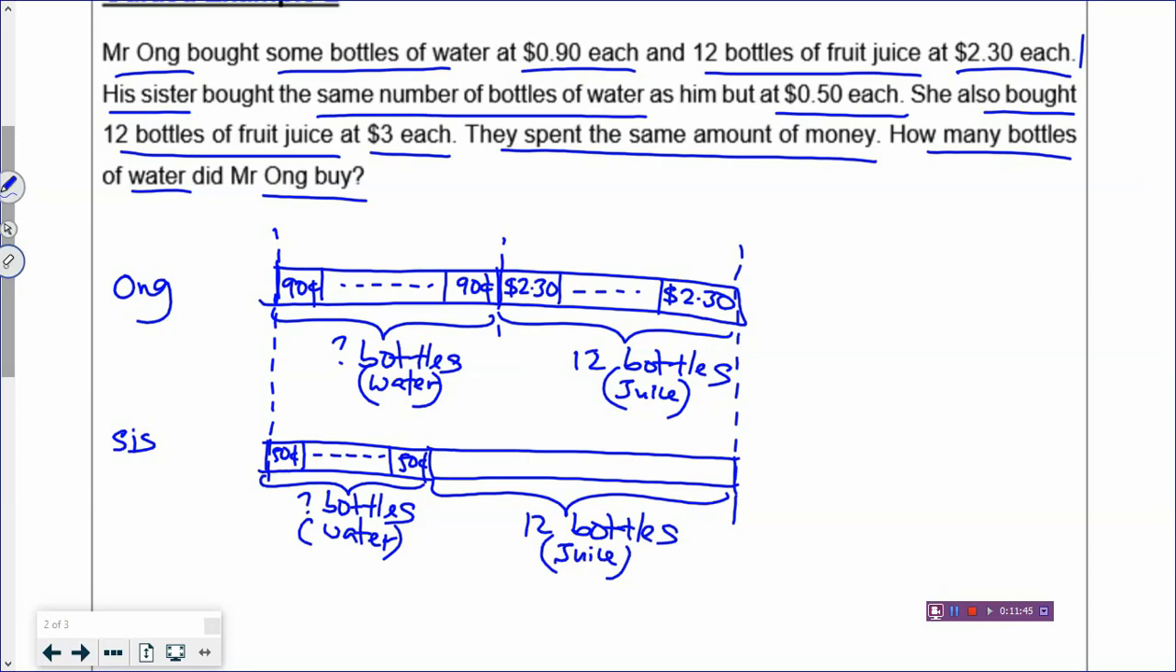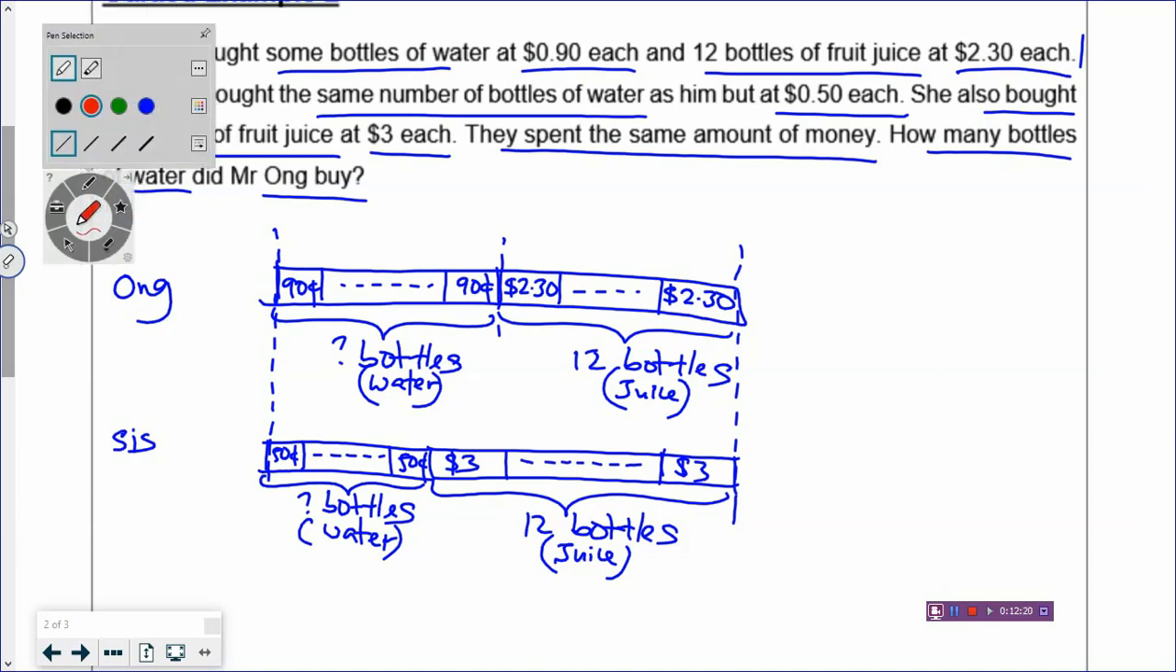So every bottle of fruit juice that the sister buys is $3 each. So I cut, and the last box. Now, why? Because I don't want to cut 12 boxes, so I can also draw a broken model. So when do I draw a broken model? You draw a broken model when there are too many boxes to cut, or when you don't know how many boxes to cut. So how many bottles of water did Mr. Ong buy? And you have the question mark there already. How many bottles, question mark, of water? Okay, model is done.